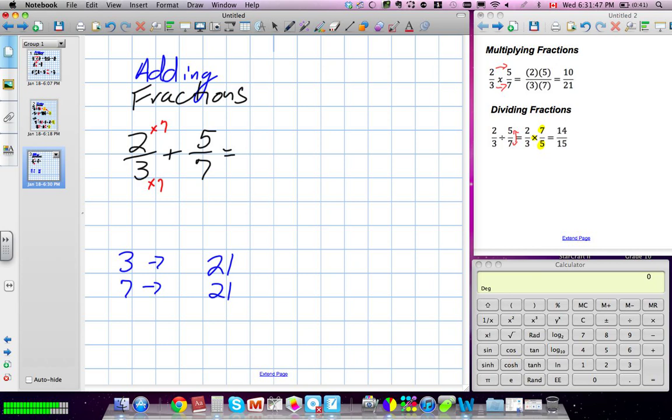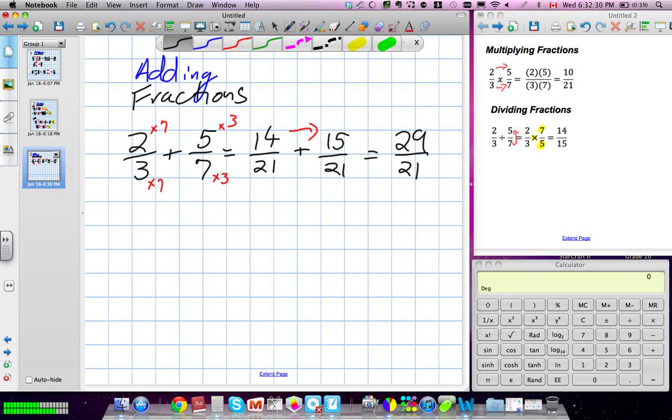Good. So now what are we going to get? 14 over 21 plus 15 over 21. Good. Now, good thing about adding, what's the denominator going to be in the answer? 21. Yeah, that's right. Now, the top, we're going to add those two numbers together. So what are we going to get? 29. That's right. So our answer is 29 over 21. That's it. Simple as that. Does that make sense? Okay, so we'll do that as example 1.